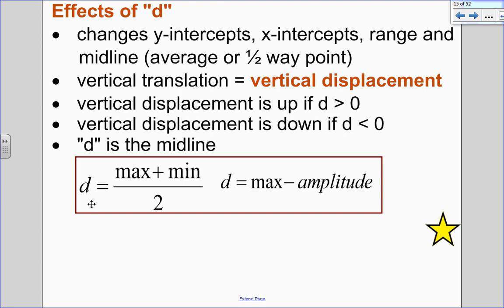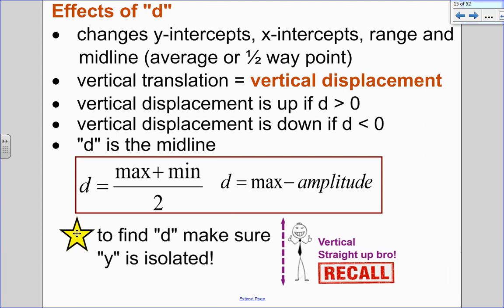So just like A, we can use a formula for D value. D is max plus min divided by 2 because it is an average. So to find D, make sure Y is isolated. And remember, anything vertical is just straight up honest, exactly like I would expect.